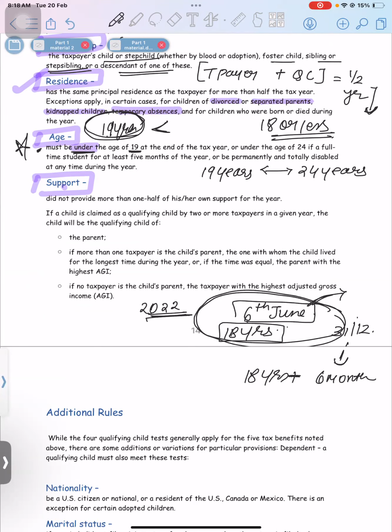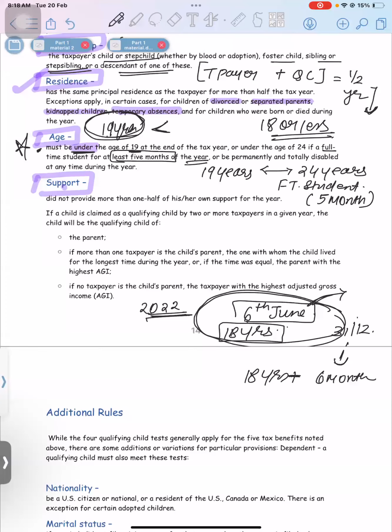We need to check, is he a full-time student? If he is a full-time student, full time will be considered if you go to college for at least 5 months during the year. Then you will be eligible for a qualifying child. Got it, Nagraj?